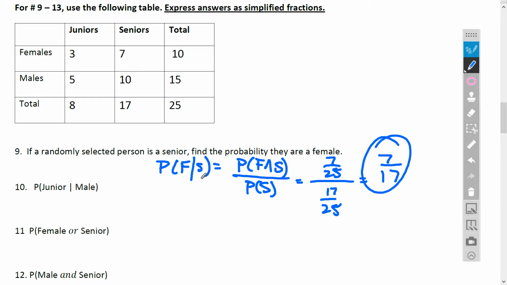So the conditional probability, student selected as senior, find the probability that they're female. So female, given that they're a senior, 7 over 17. And you can see that because out of the 17 seniors that you have in total, 7 of them are female.